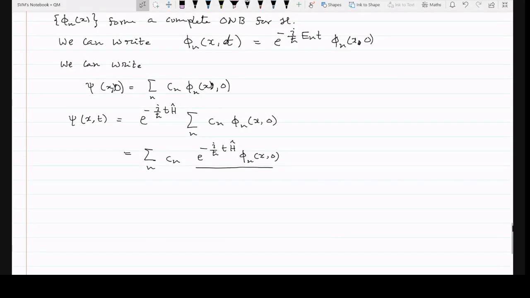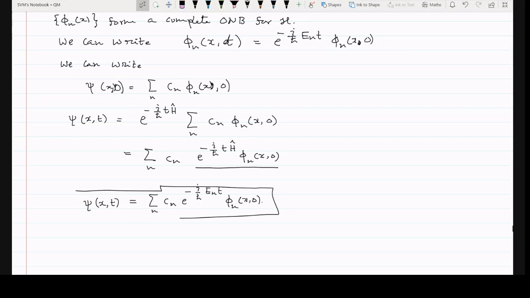This is something that is known from case 1. So that is equal to sum over n C n into e to the power minus i by h cross E n t into phi n of x. So you can see that the time evolution of a non-stationary state is obtained from the time evolution of the stationary states.